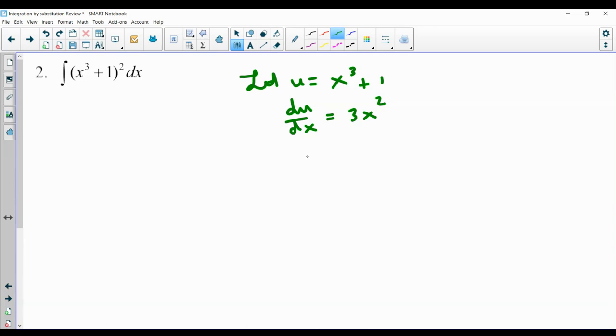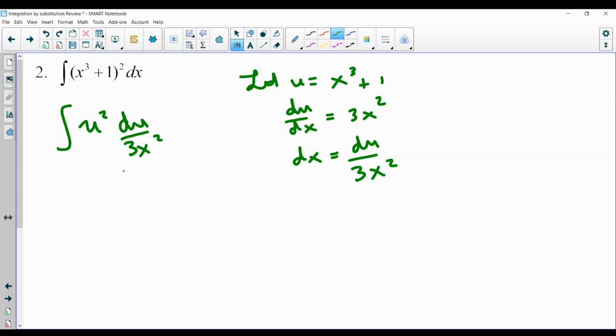Okay, so moving this all around, I can solve for dx. It's du over 3x squared. So I kind of just did that in my head because I can. All right, so over here we have u squared, and then this is du over 3x squared. And then I go, wait a minute, there's a problem here, because you can't do it this way. It's not canceling, all right? So I needed you to see that this can't be done, at least not with substitution.